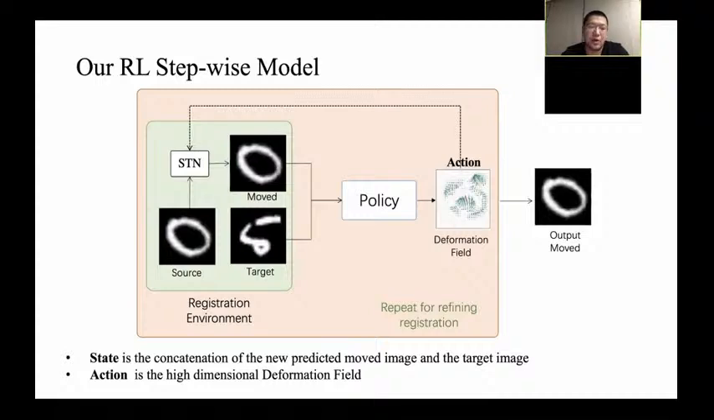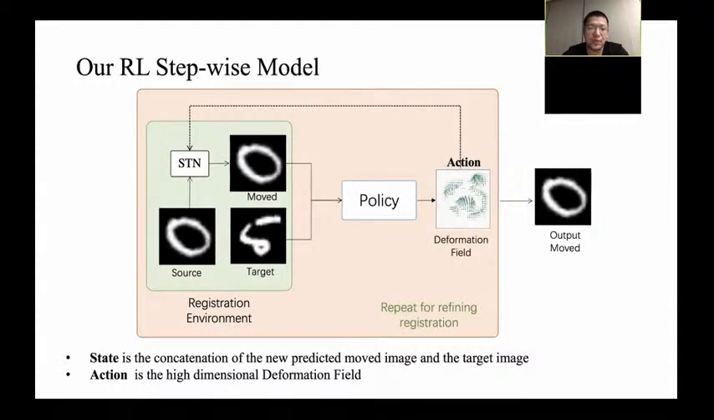So this is our RL-based model. Our state is the concatenation of the newly predicted moved image and the target image. At the beginning, we initialize the moved image with the source image. We also concatenate them together and put them into the policy and then predict the deformation field. In our setting, this deformation field is the action. And then we apply the action to the source image to get a new moved image. And we repeat this registration process stepwise, and then get the final results. This is our model.